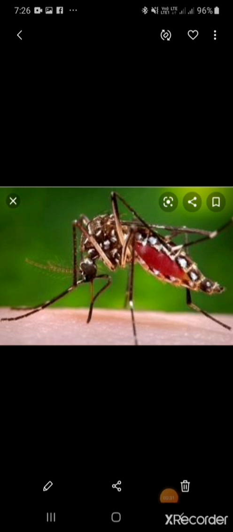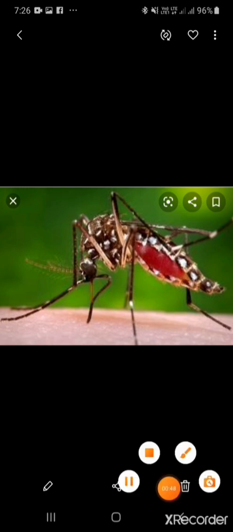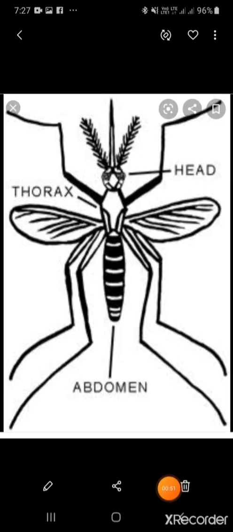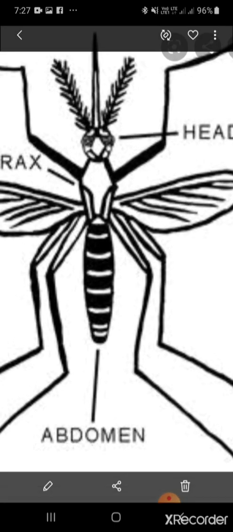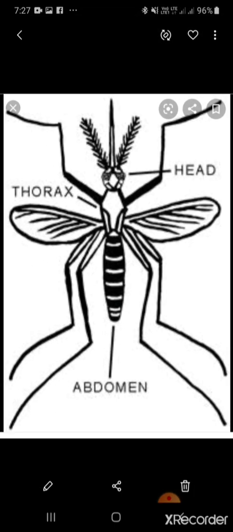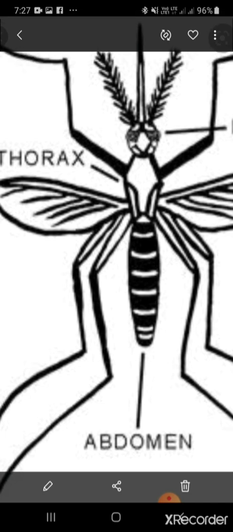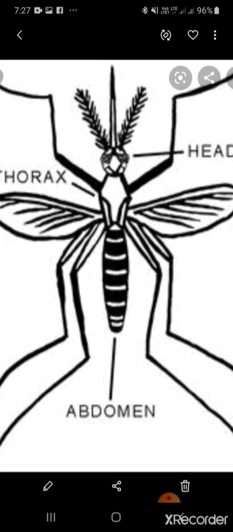Mosquitoes are flying insects that bite humans and animals and suck their blood. They are found almost all over the world. They make up the large class in the animal world. They outnumber all animals. The body of a mosquito consists of three parts: head, thorax, and abdomen.